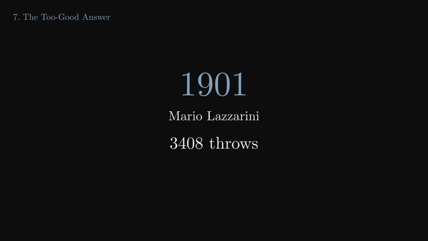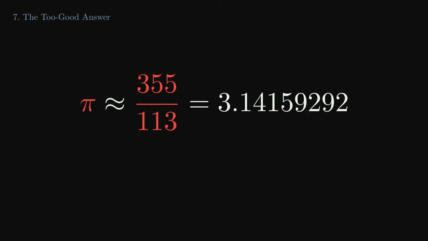Which brings us to a famous and slightly embarrassing chapter. In 1901, an Italian named Mario Lazzarini reported doing exactly this experiment by hand. He said he threw a needle 3,408 times, counted his crossings, and got an estimate of pi equal to 355 over 113. That fraction, 355 over 113, is a genuinely beautiful approximation of pi. It agrees with the true value to 6 decimal places, an accuracy people had prized for centuries. And that is precisely the problem.